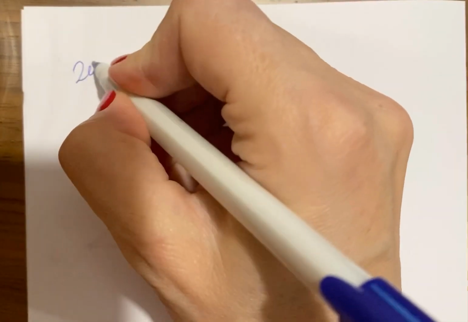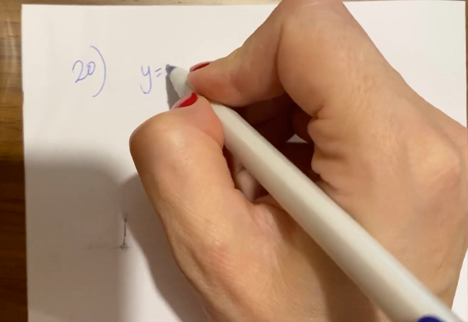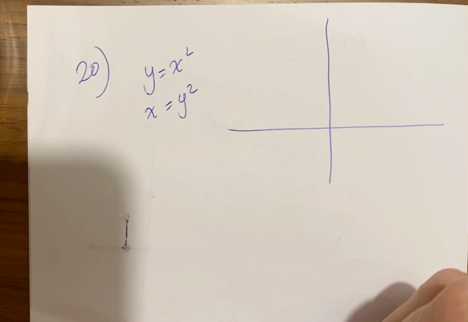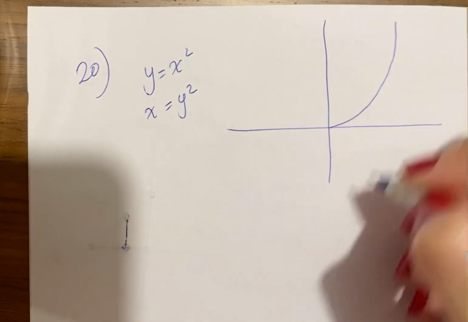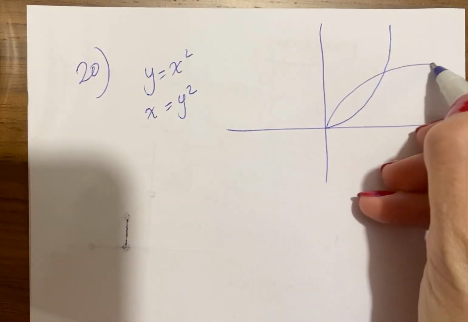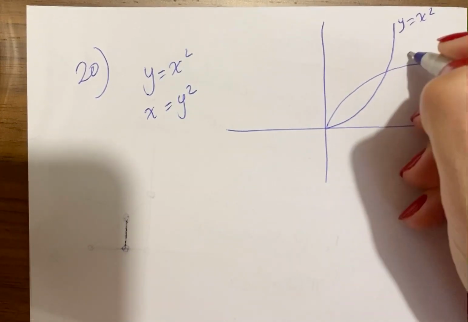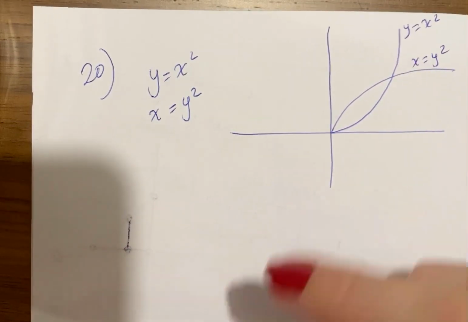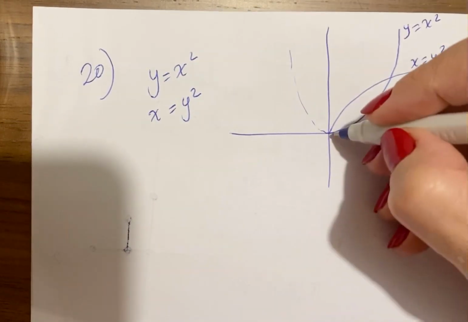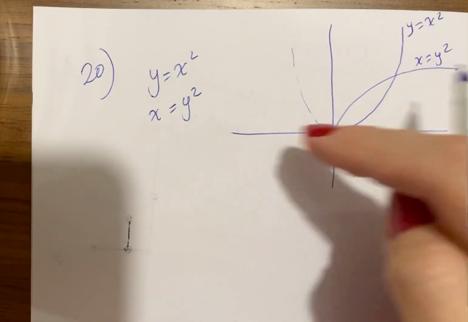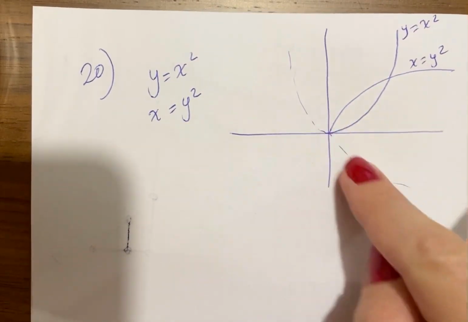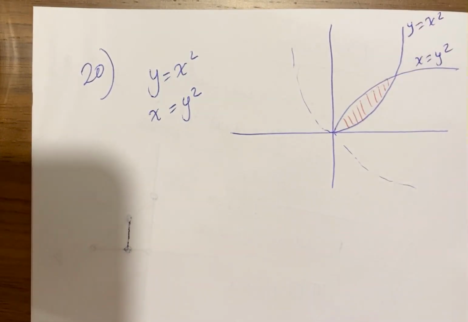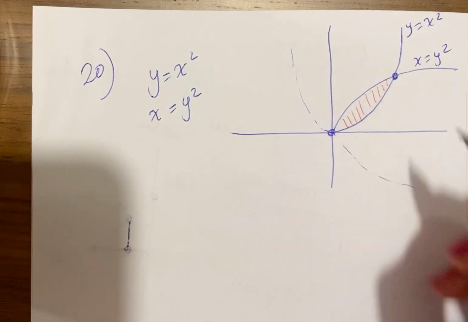Let's look at number 20. The region bounded by y equals x squared and x equals y squared. Y equals x squared is this. X equals y squared is this. It's a parabola with respect to the x-axis, this part of the parabola. So this continues and this continues, but the region between them, so this is the parabola y equals x squared and this is the parabola x equals y squared. But the region between them is this over here. This is the region we are going to work with.